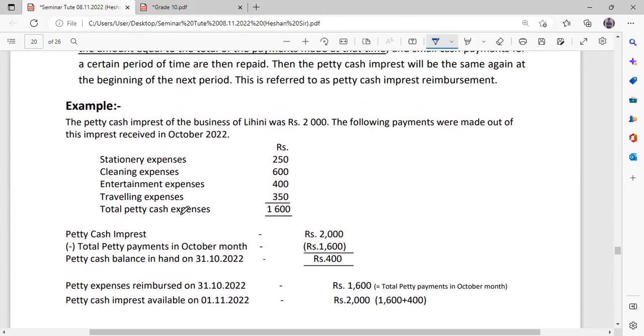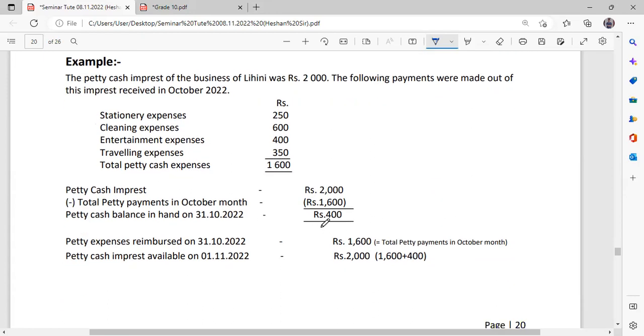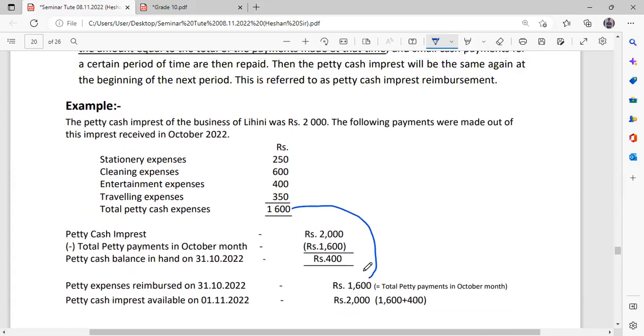Now, what is the amount which the main cashier needs to reimburse to the petty cashier? 2,000 minus 1,600, which means 400, right? Sorry, 1,600, the total payment during the month. On October 1st, the petty cashier had 2,000 and made 1,600 of payments, right? On 31st October, we can identify 400 as the balance. The main cashier needs to reimburse only the 1,600, which means the total petty cash payments in the October month.